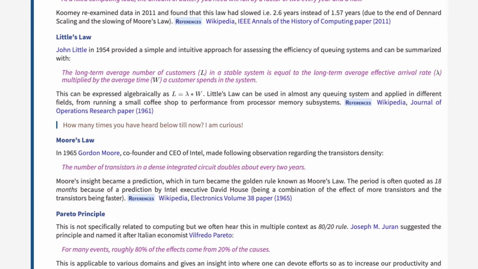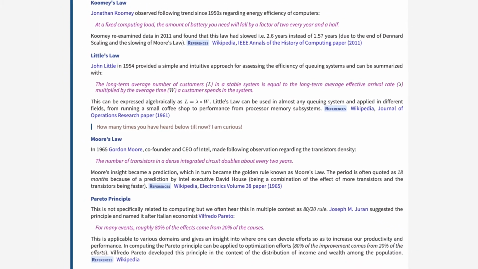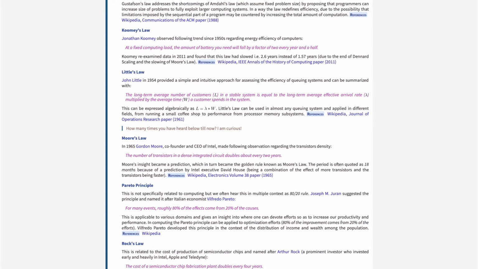John Little in 1954 provided a simple and intuitive approach for assessing the efficiency of queuing systems. This is summarized as the long-term average number of customers L in a stable system is equal to the average arrival rate lambda multiplied by the average time W a customer spends in the system.